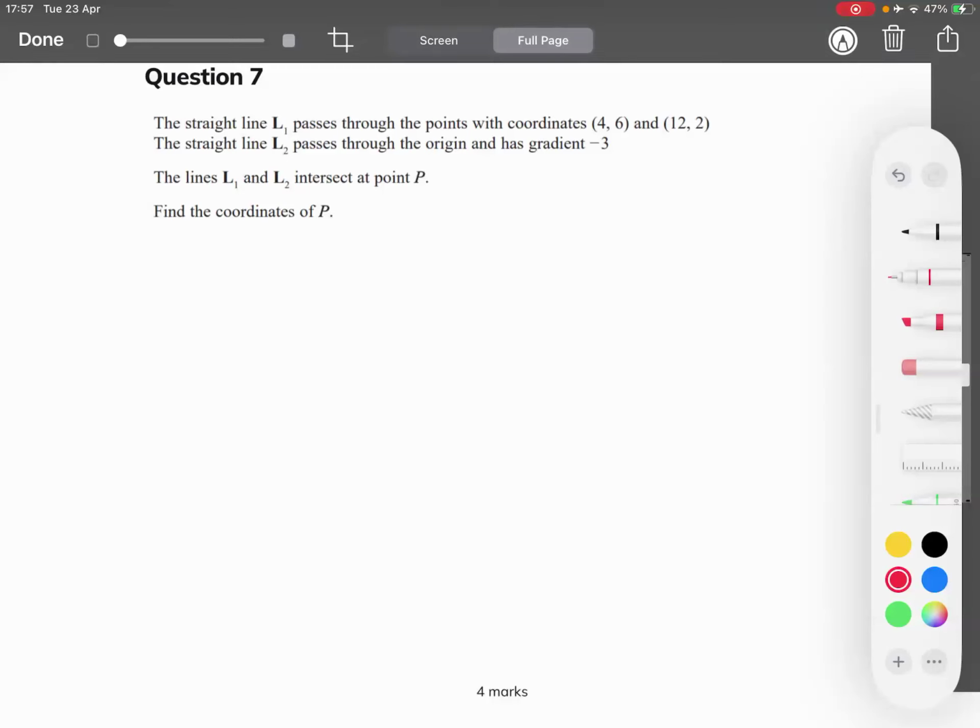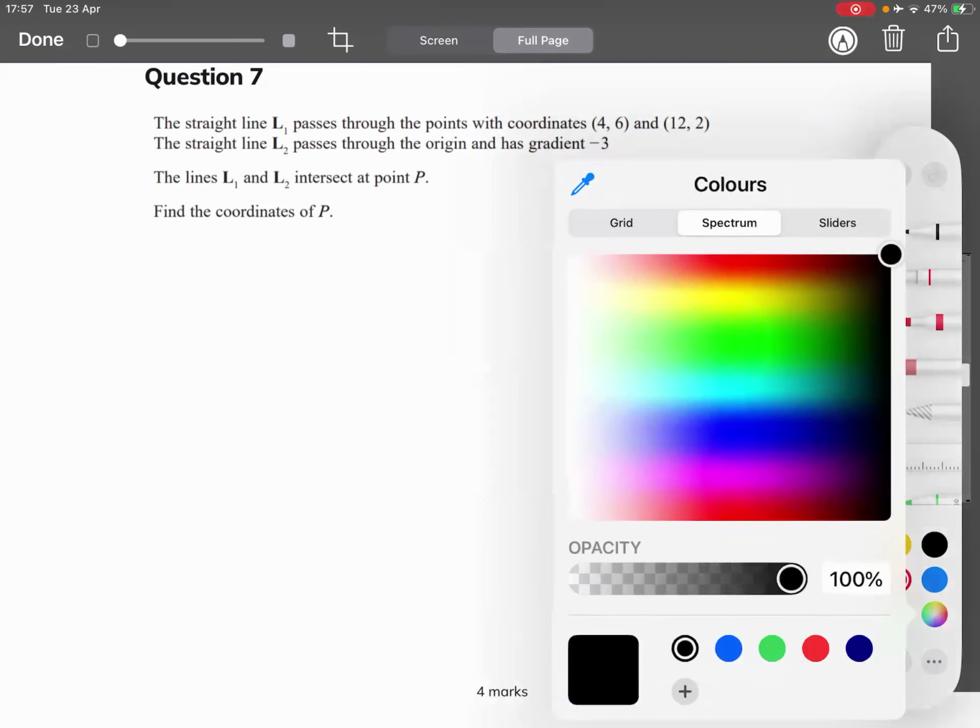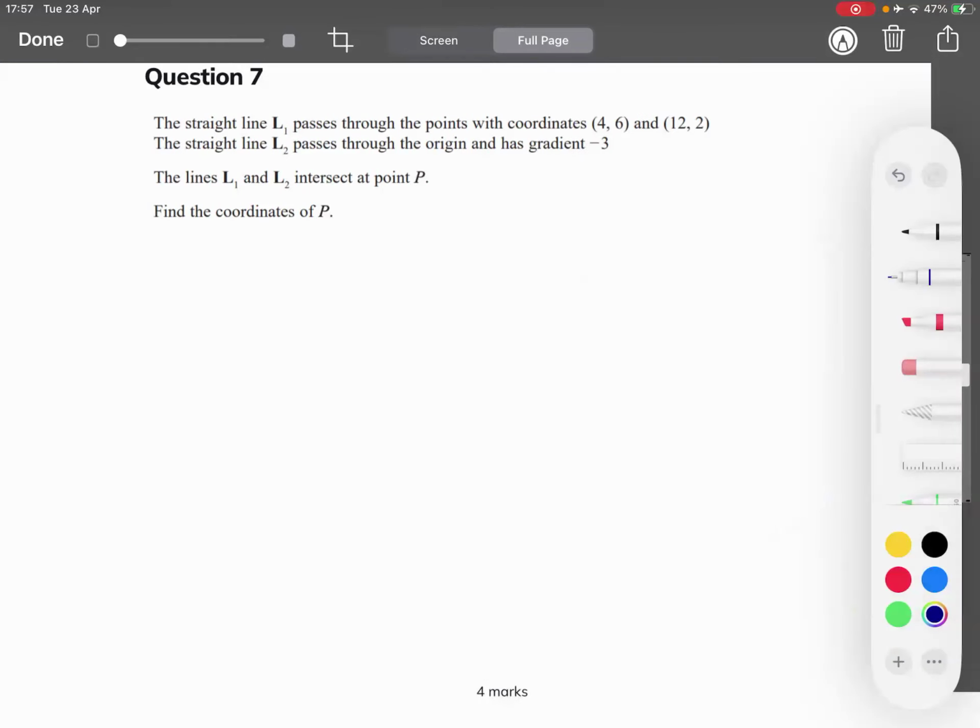We need to work out the equation of line 2. So line 2 is the easy mark. We just have to literally do y equals mx plus c, where we set the gradient as -3, and the y-intercept as 0 because it goes through the origin. So I just write y equals -3x plus 0. That's it. Let's do the same for L1.